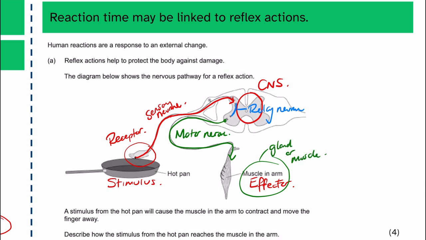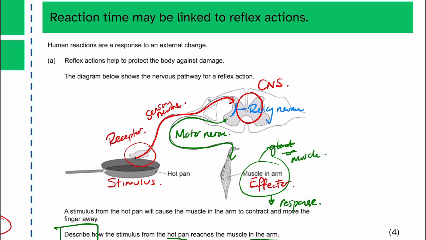In this case, you are very specifically told that it's a muscle, so we can ignore that, but just for reference. And then the muscle will contract and it will move the arm, creating the response. So that would then go to the response. So that is the reflex arc. So now we've labelled it, all we need to do is just add in the description of how the stimulus gets from the pan to the arm and all the stages in between.